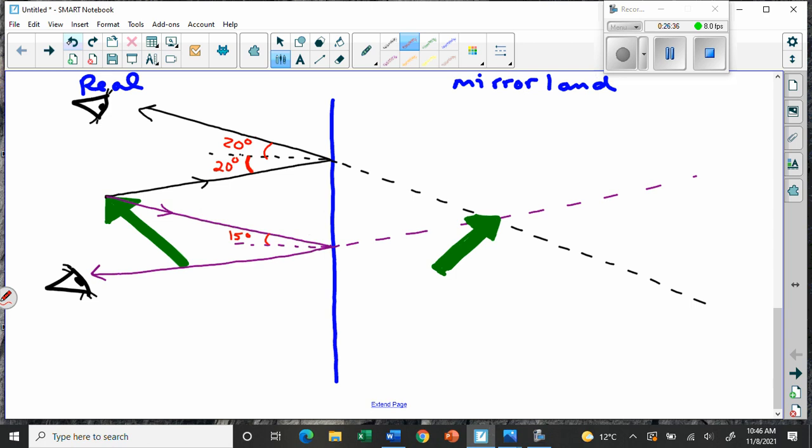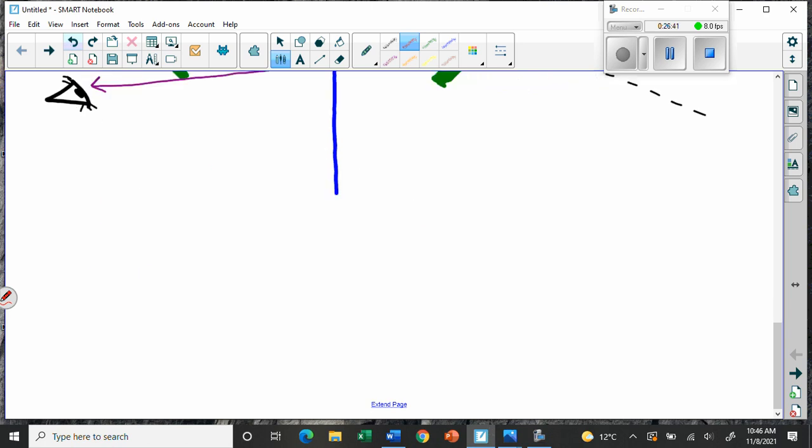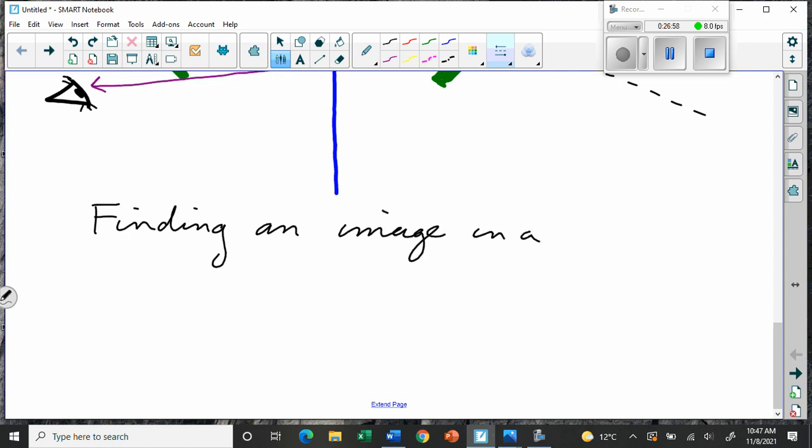So this is called finding an image in a flat mirror. Okay? So I'm going to put that underneath here just so you remember that. What we're doing here is finding an image in a flat mirror. Another word for a flat mirror is a plane mirror, because remember how in math a plane is like a sheet of paper? Well, a mirror is like a plane. It's a planar surface, so we call it a plane mirror. Flat plane mirror. And that's the process.